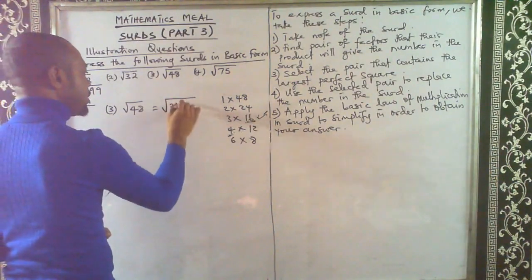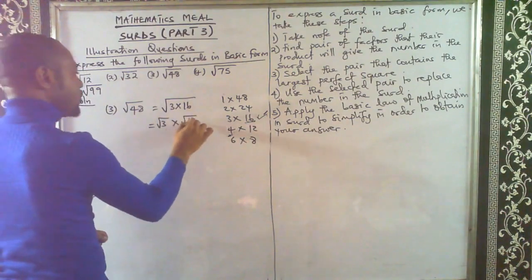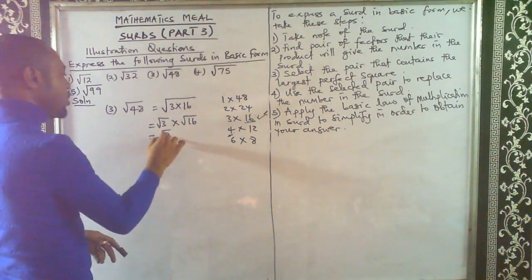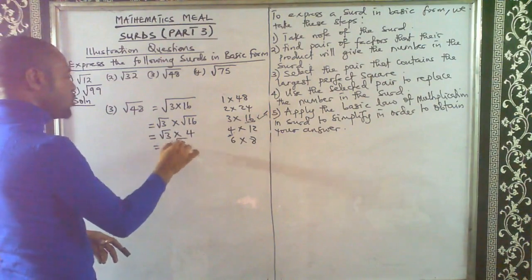So 3 times 16. I'll still separate square root of 3 times square root of 16, applying the basic law of multiplication. That will give me square root of 3 times 4. 4 times this will give me 4 root 3.